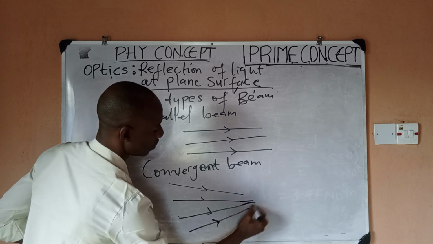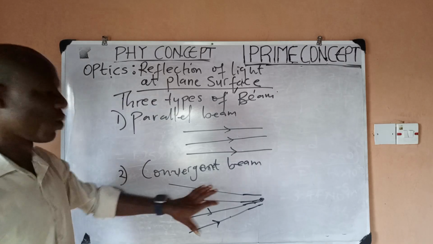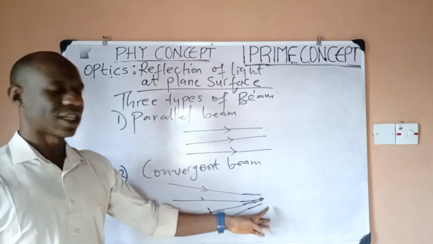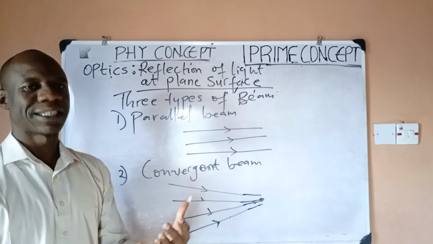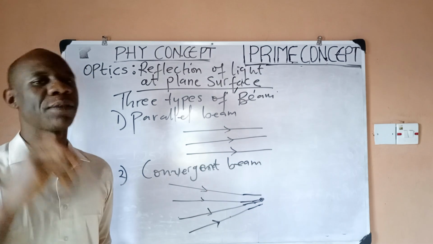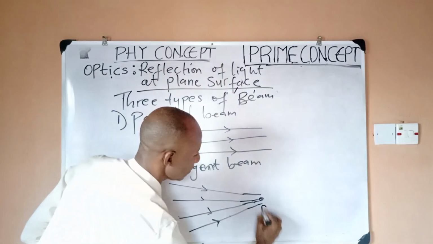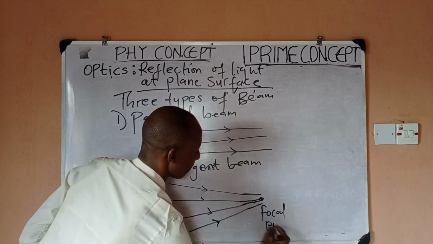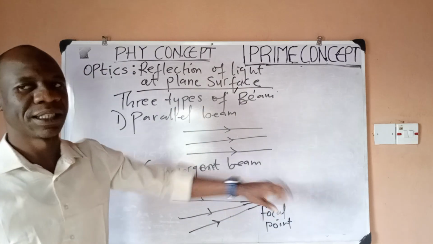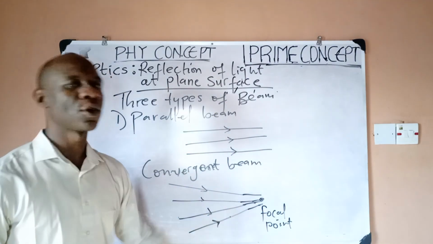So if you continue, you will notice that they will meet at a point, right? So this is what we call a convergent beam, rays that meet at a focus, at a point. The point where a convergent beam actually meets or tends to meet is what we know as our focal point. We'll still learn that later. So this is the focal point. That is where a convergent beam actually meets at a central point, which we call, under optics, the focal point.